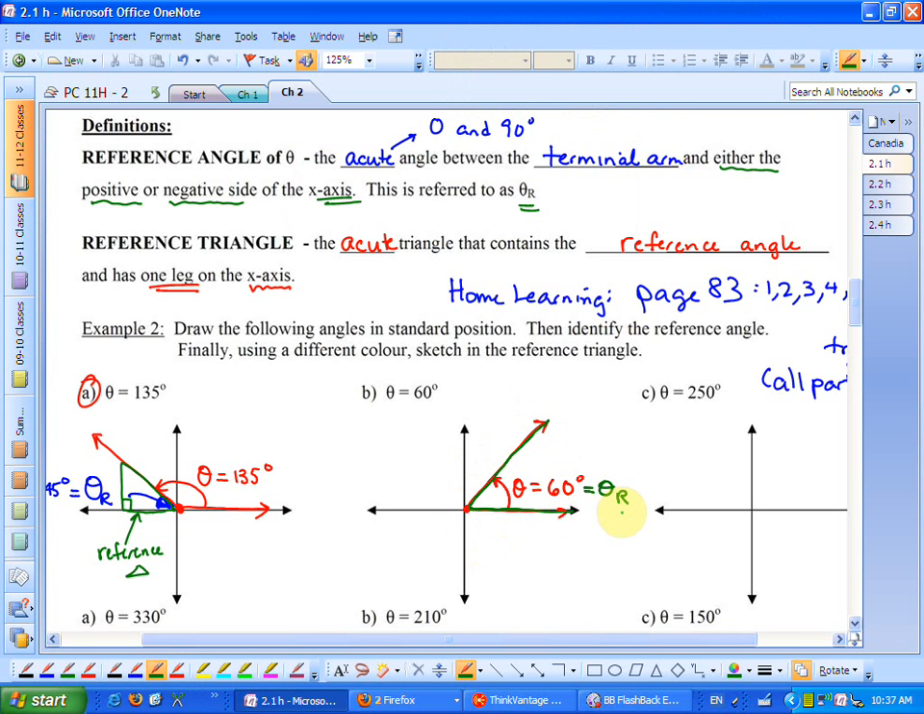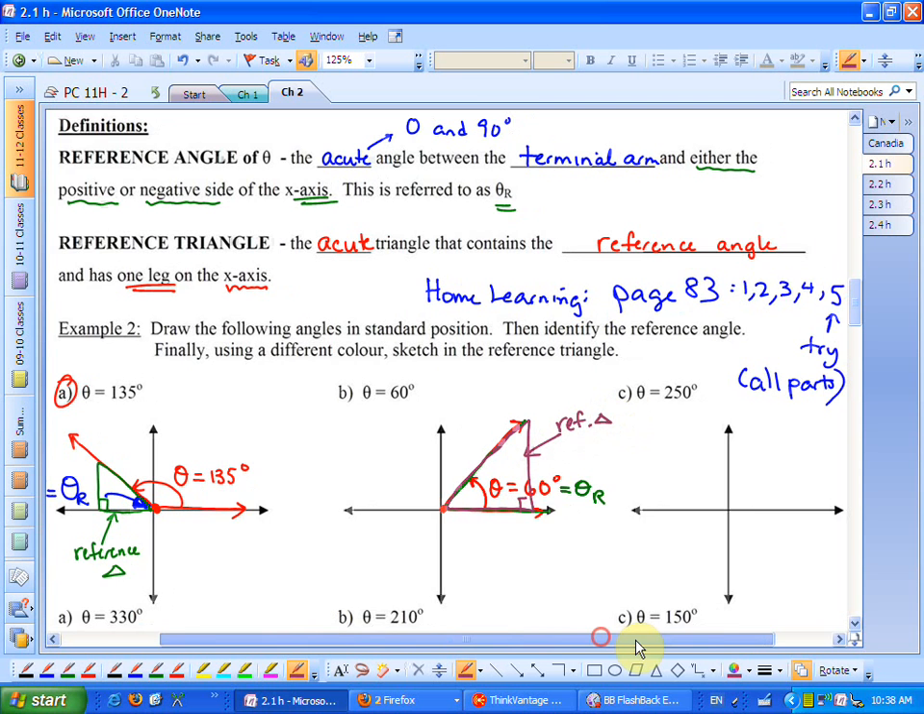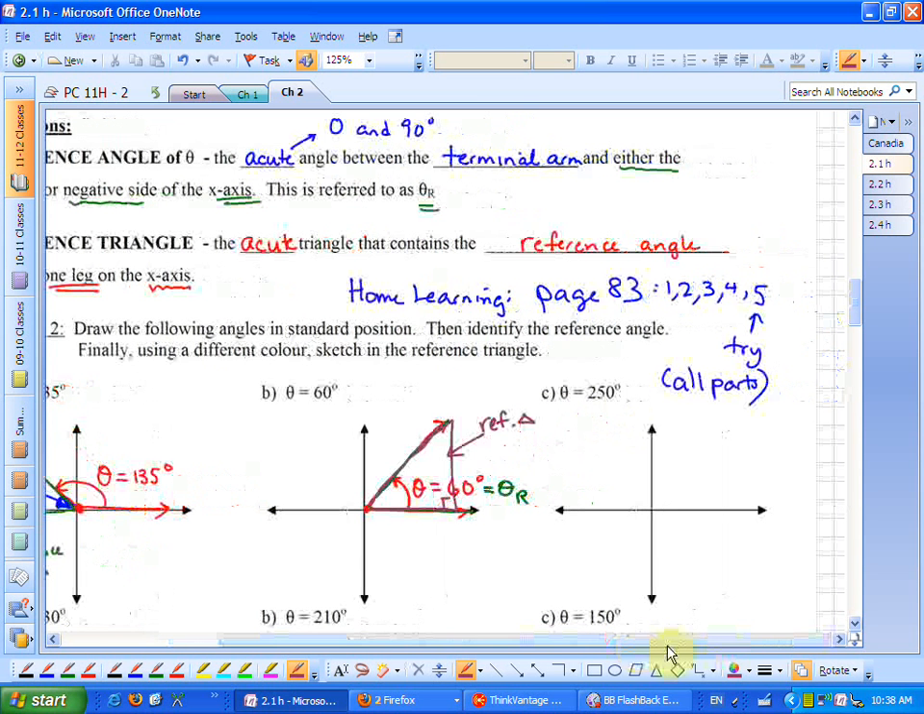And now if it asks you for the reference triangle, I'll do that in purple. The reference triangle is just the acute triangle that contains this reference angle. So, of course, the reference triangle would be this one here. So that's your reference triangle. Everything is in quadrant 1.